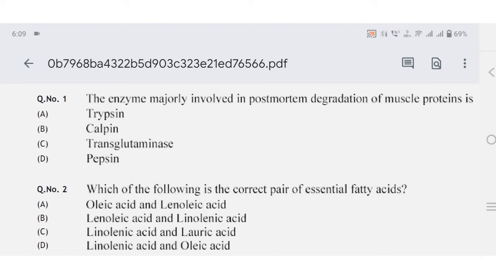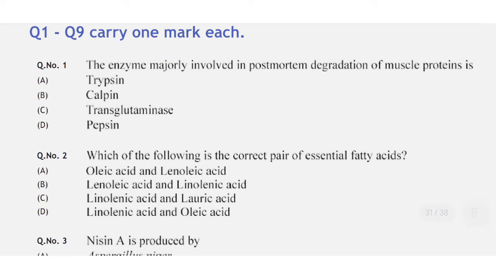Today we are going to discuss the GATE Engineering Science Food Technology paper 2020. Question number 1: the enzyme majorly involved in postmortem degradation of muscle protein is. The right option is B, calpain. Question number 2: which of the following is the correct pair of essential fatty acids? The right option is B, linoleic acid and linolenic acid.